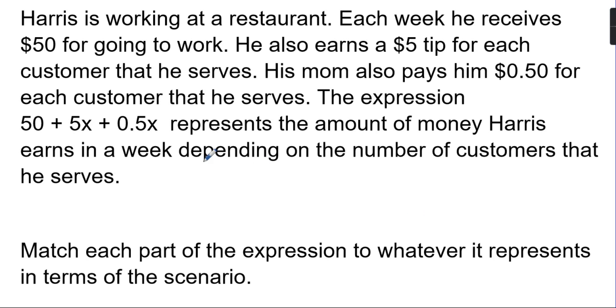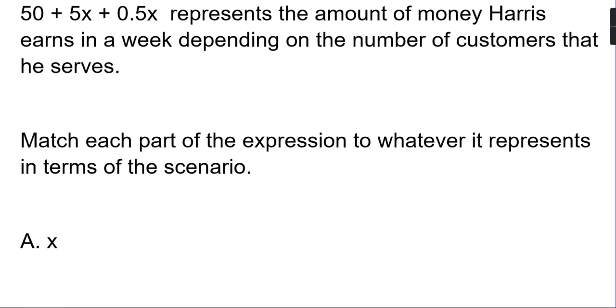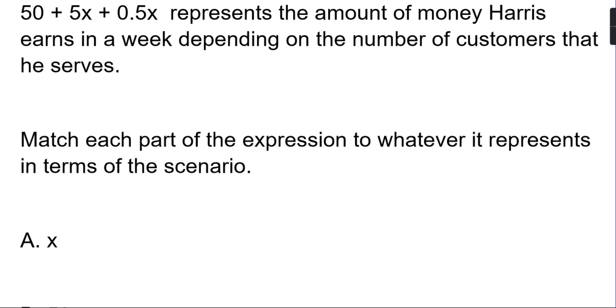Okay, so the question says to match each part of that expression to whatever it represents in terms of the scenario. I did not add the matching here. On your test, you'll have to do multiple choice. But I'm just going to look at all the parts of the expression and write down what they represent.